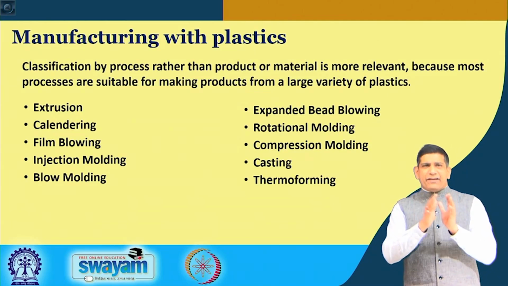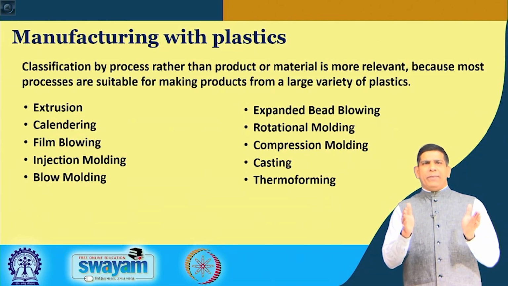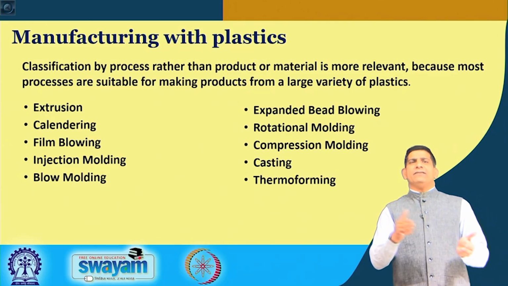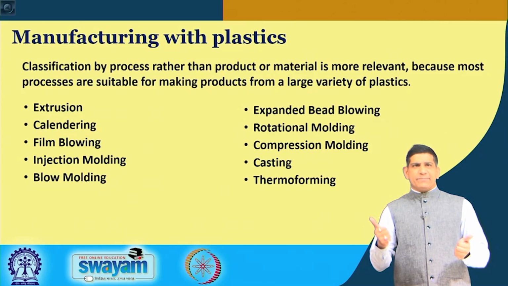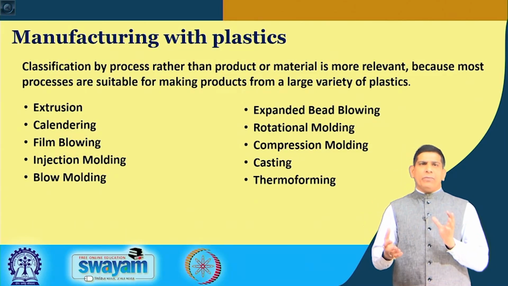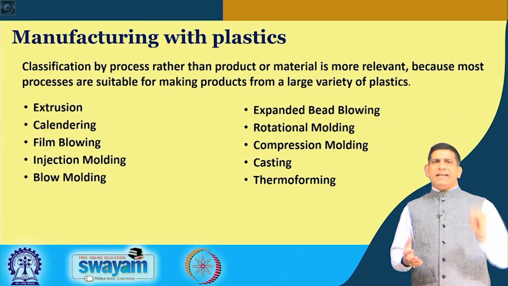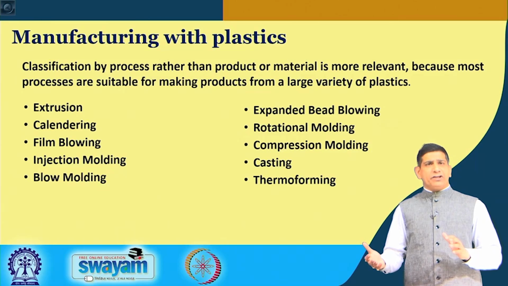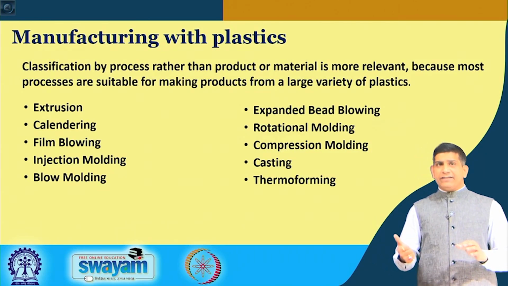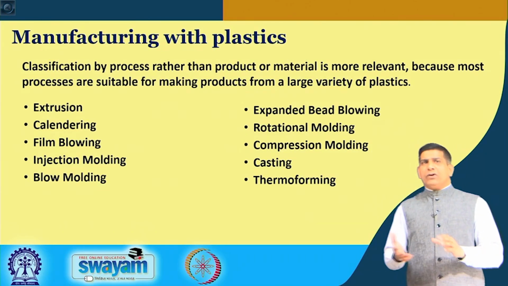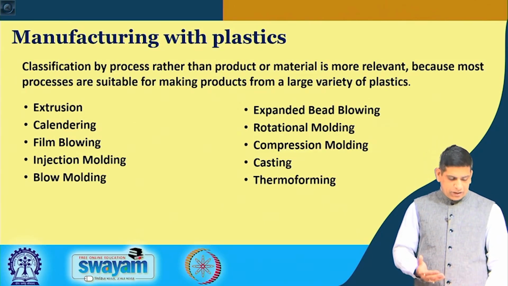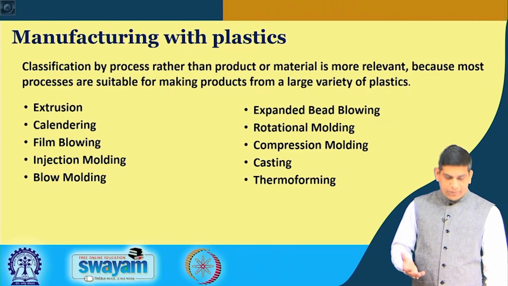These are the different ways in which we make plastic products, and based on the way the plastic product is made, it can be classified into different types. So, it can be expanded bead, rotational molding, compression molding, casting, thermoforming, and many of the bullet points that you are seeing on this slide are also used for manufacturing products based on glass or certain metals. Many things are common, but of course, there are certain things which we do for plastic which we do not do for other materials.